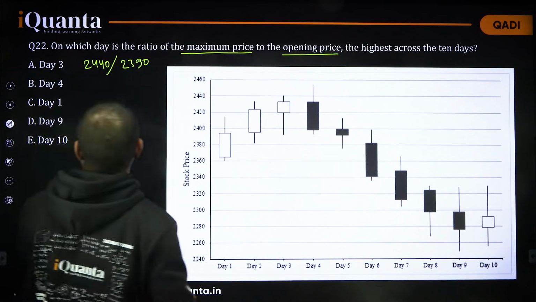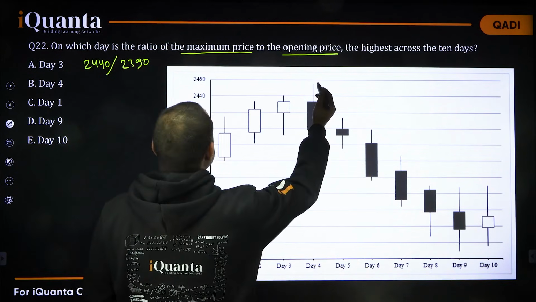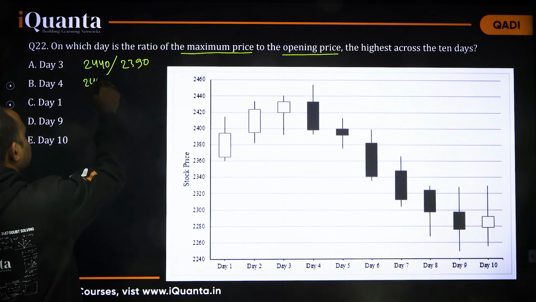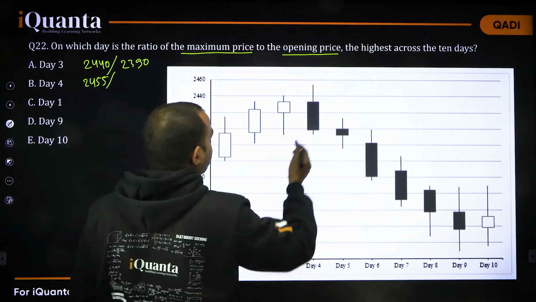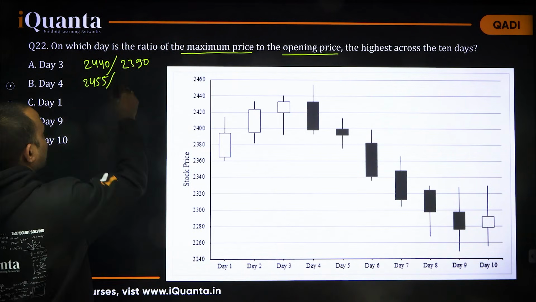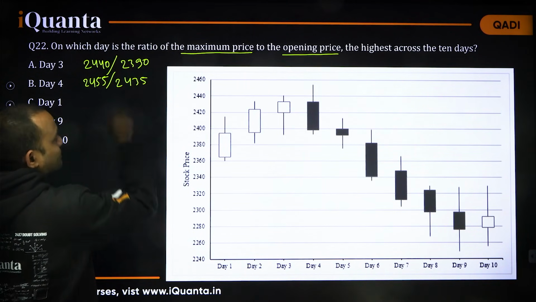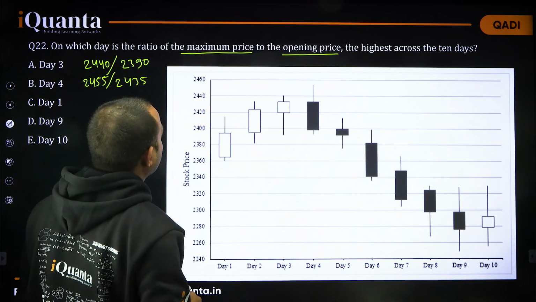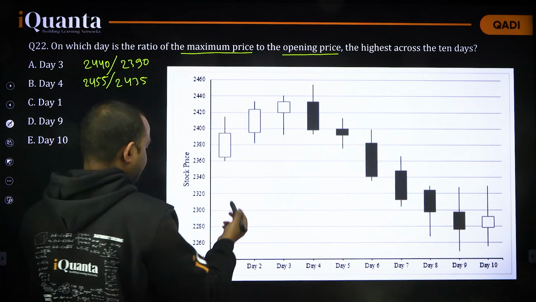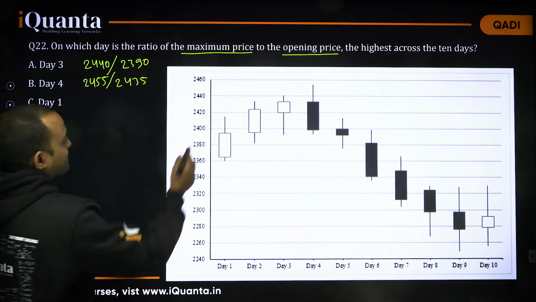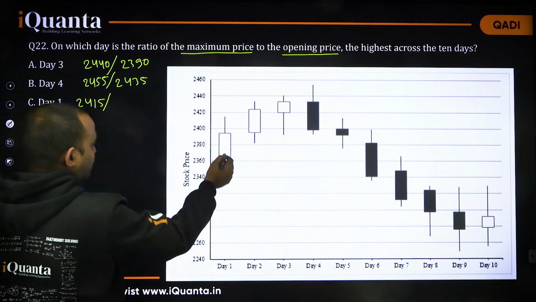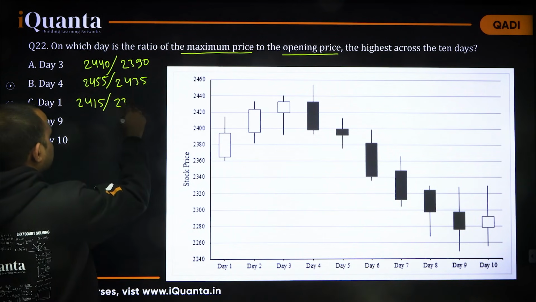right? In case of day 4, the maximum price is 2455, and the opening price is this one, the top one, right? And this is 2435, right? Yeah, that's okay. Then we have day 1. In case of day 1, the maximum price is 2415. And the opening price is this one, which is 2365.